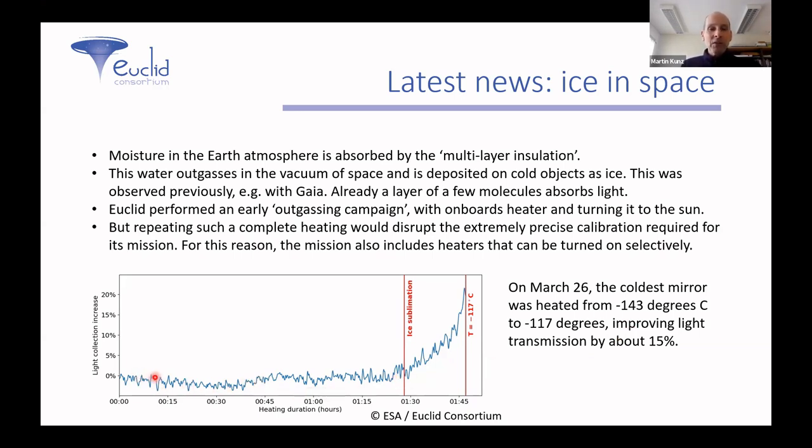And so you can see here the light throughput, or how much it changes, and you can see that as soon as this mirror reached the ice sublimation temperature, then the throughput started to increase as the ice on it became gaseous. And so you can see that this actually all happens at very low temperature in vacuum. And so at this point, the expected throughput was restored again. So at the moment, everything looks fine.